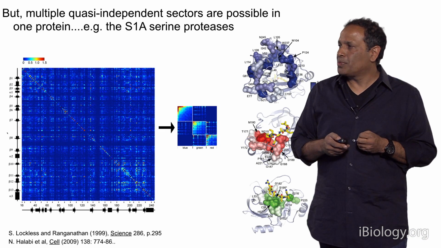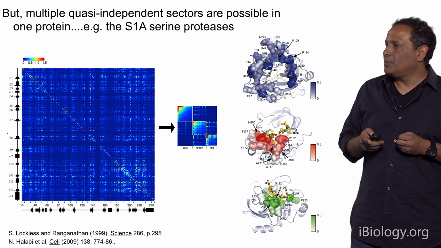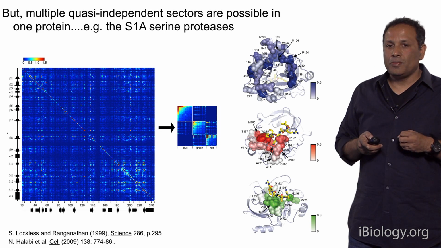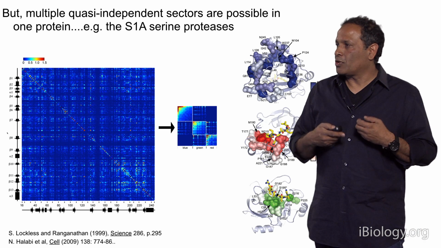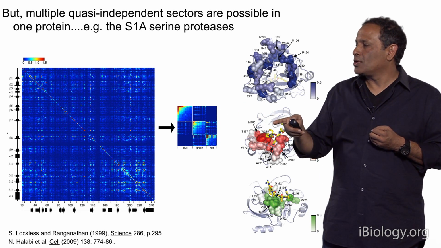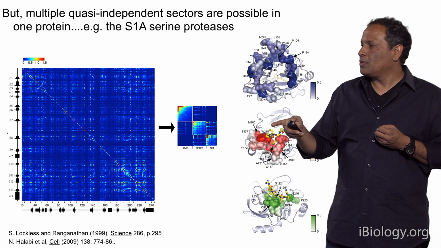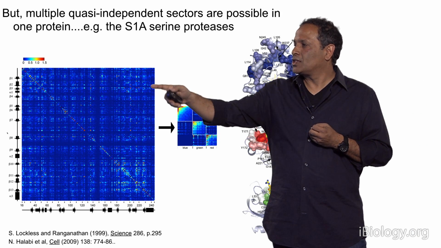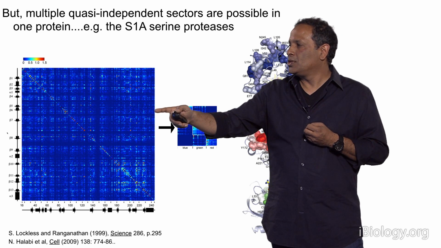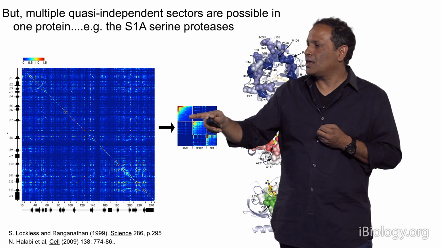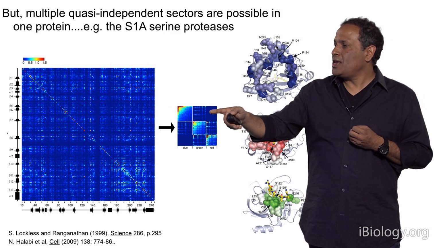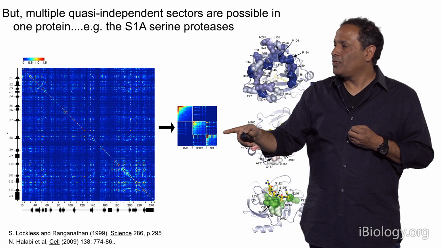It turns out that in some other proteins, such as the S1A serine proteases that I introduced in the first lecture, there's a possibility of there being multiple quasi-independent sectors in a single protein. This is a bigger protein, having on the order of 260 residues or so, so the matrix is somewhat larger. But the interesting thing is the same methods that we described to decompose and analyze the information content of the matrix in this case indicates a decomposition where now there are three independently evolving portions of the protein.